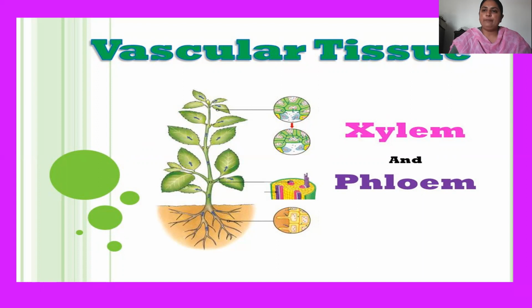So the leaves are the place where the food is synthesized, and it is moving towards the target organs. It may be root, stems, or anything.